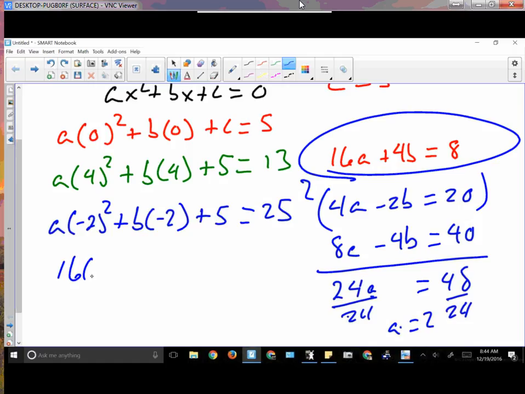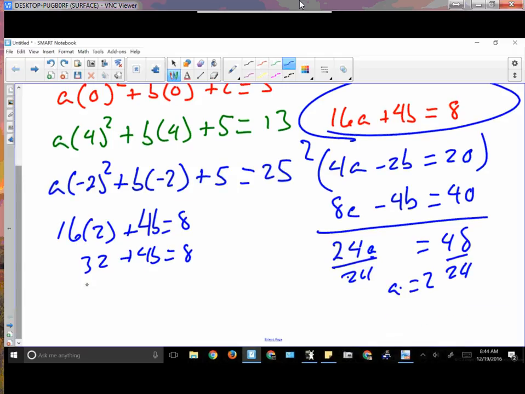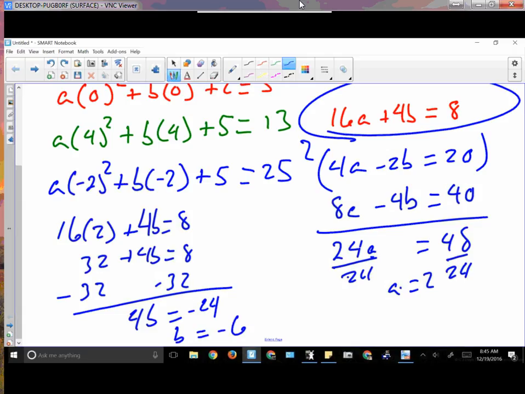Because if I go 16 times 2 plus 4b is equal to 8, that's 32 plus 4b is equal to 8. Subtract 32, and I end up with 4b is going to be equal to negative 24, so b is equal to negative 6. Okay.